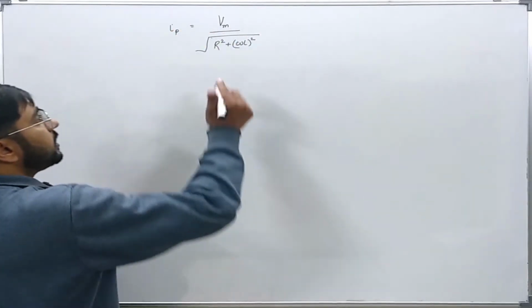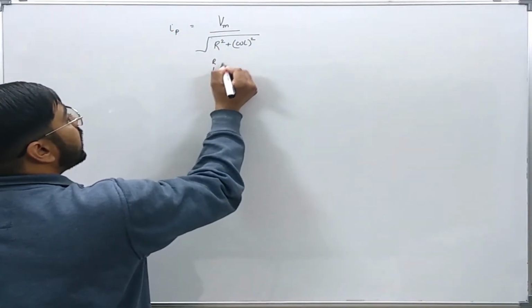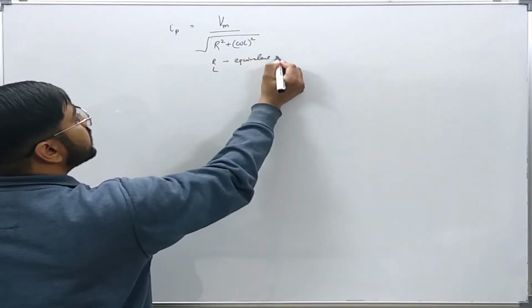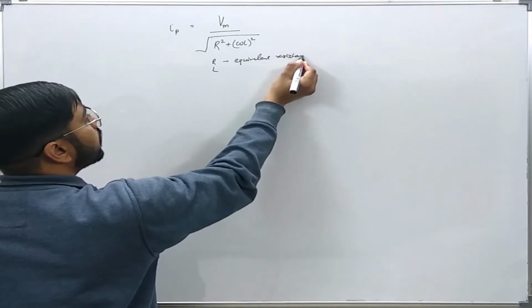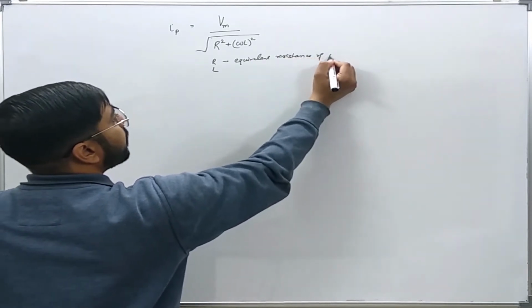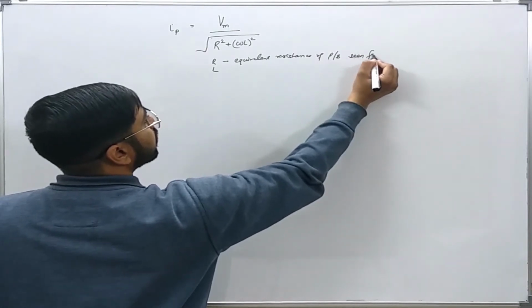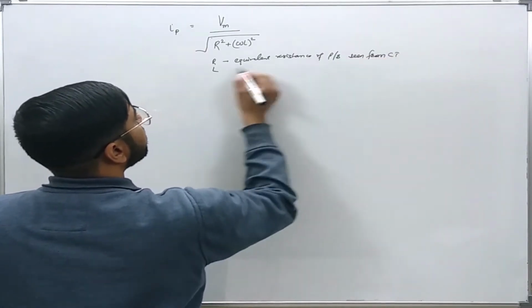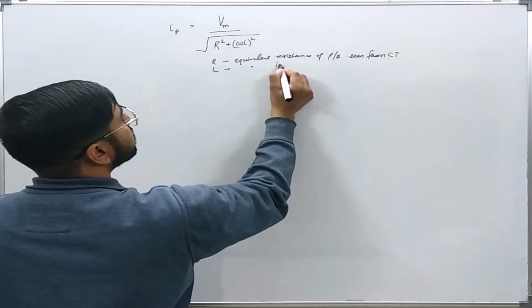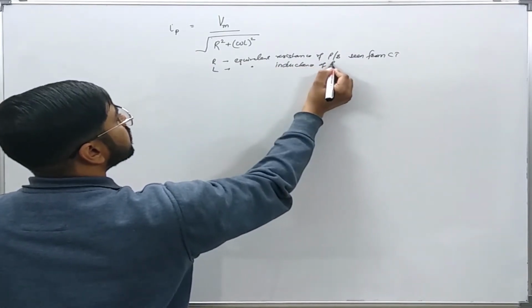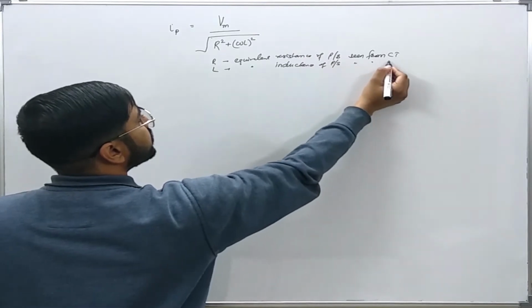Okay, that is R and L are equivalent resistance of the power system seen from CT. Similarly, equivalent inductance of the power system seen from CT.